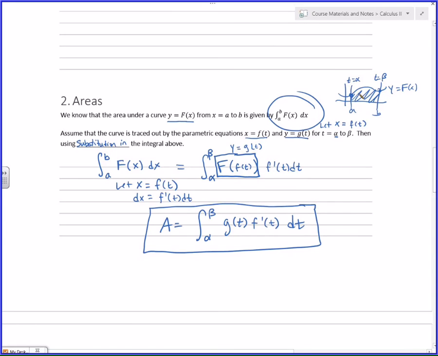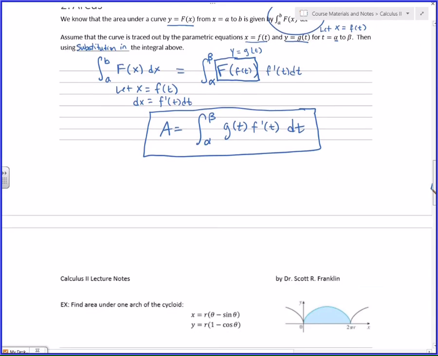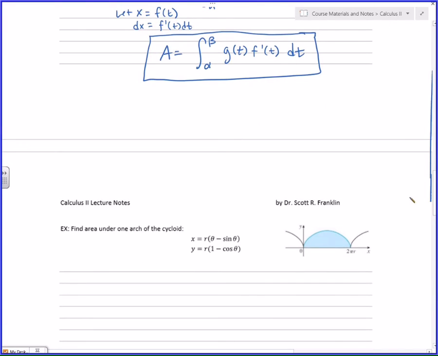So if you want to find the area between a curve and the x-axis, so underneath the curve, this is how you do it. You take the integral from alpha to beta, that's your starting parameter to your ending parameter, of your y function times the derivative of your x function dt. So that's how we find areas with parametric curves.